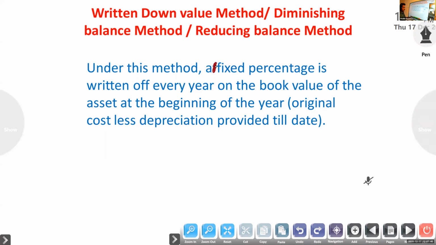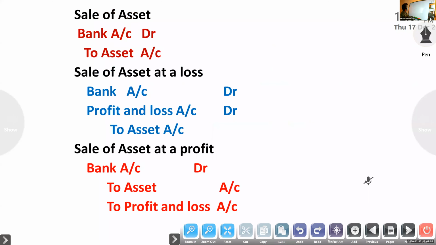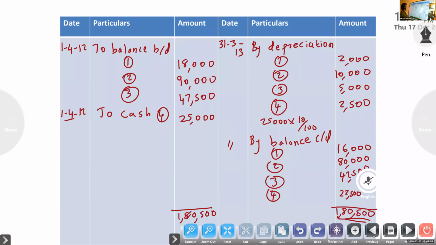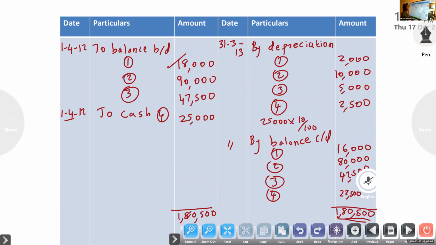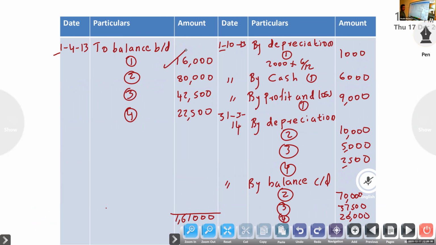We know that under this method, the value of the asset goes on diminishing year after year. If you look at this problem, the value of the asset goes on diminishing. Suppose you look at that first one: first year 20,000, next year 18,000, after that 16,000. The value of the asset goes on diminishing year after year.